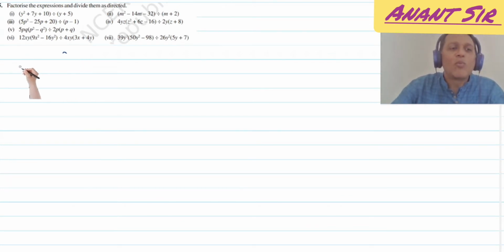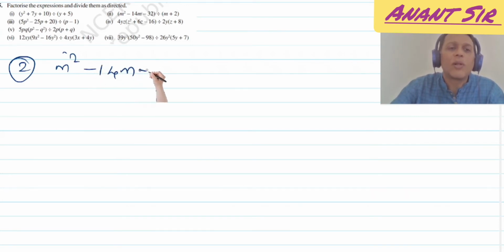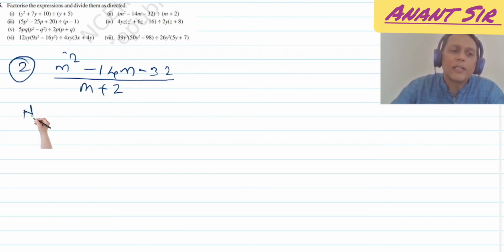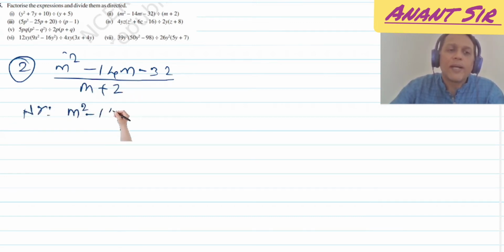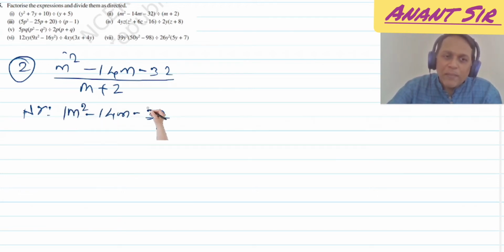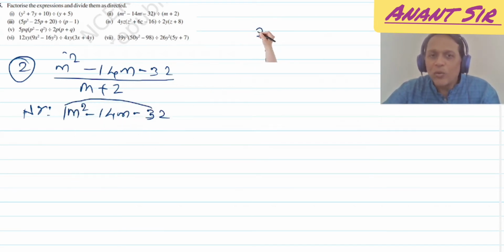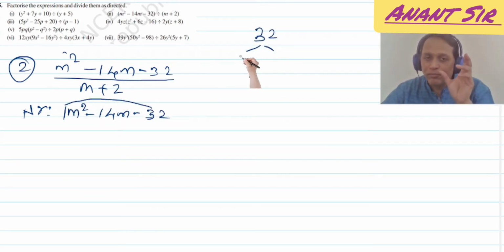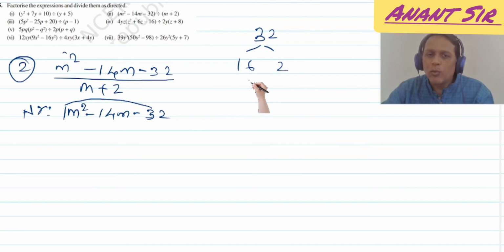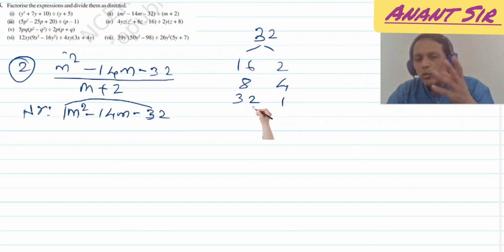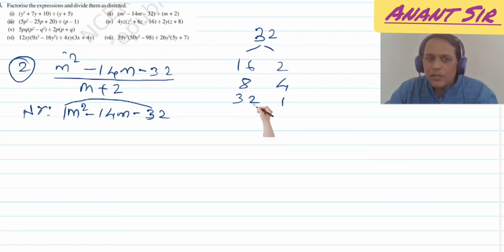So we move on to the second question now. It is m square minus 14m minus 32 divided by m plus 2. Again, the numerator m square minus 14m minus 32 is of the standard form. So we are going to multiply the first and last term. 32 ones are 32. I am going to find the numbers whose multiplication is 32. So 16 times 2 is 32, 8 times 4 is 32, 32 ones are 32. Am I missing any number here? No, that's all. These three are the pairs.